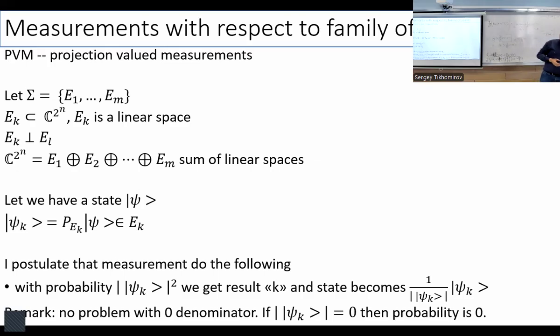What is important for mathematical correctness is that here I have 1 divided by something. What if this something is equal to 0? It doesn't matter because it happens with 0 probability. So this is a self-healing formula. This is how it works, and this is my postulate.